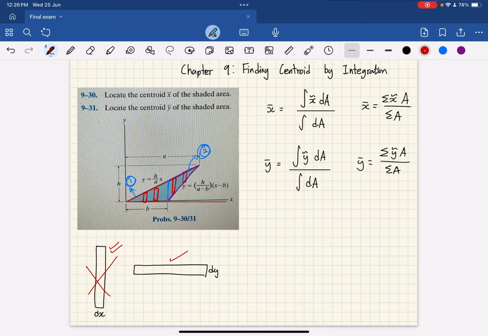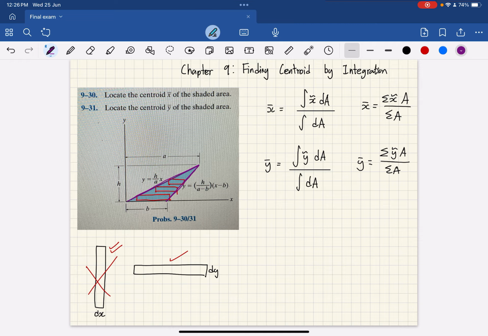Let me just erase this first. If you stick to dy, what you can see is that your element is only bound by two things: this particular function right here and that particular function right here, which I've highlighted in purple. So only two functions.